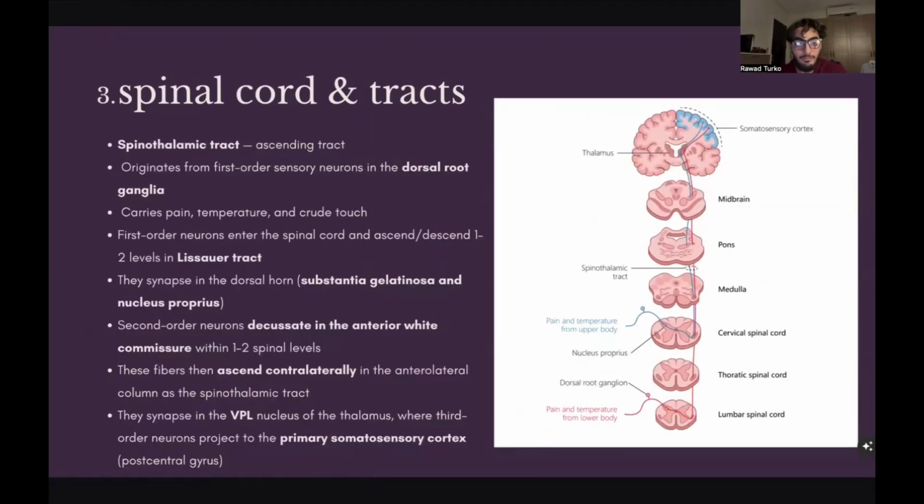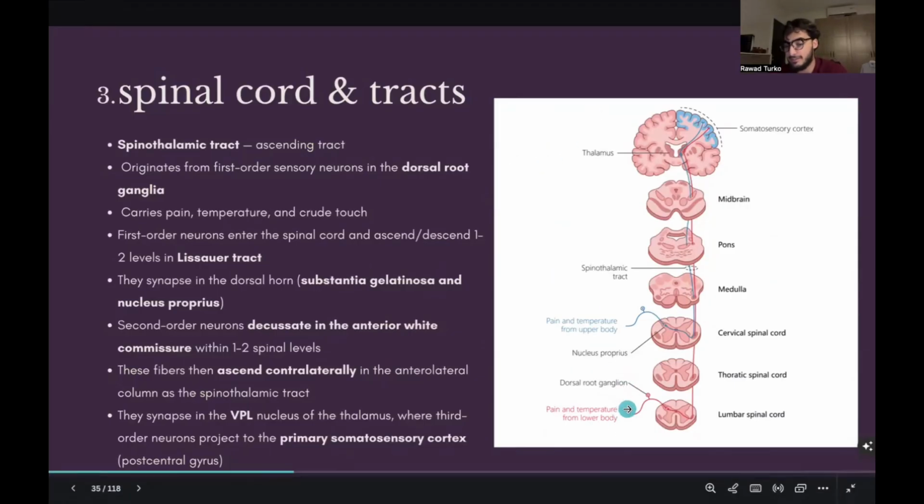Now, moving on to the spinothalamic tract. Again, this is an ascending tract, so same thing, it's ascending. This is its sensation. We know that it's carrying pain and temperature. It's going to enter the spinal cord through the dorsal root, which means that these first order neurons are also in the dorsal root ganglion.